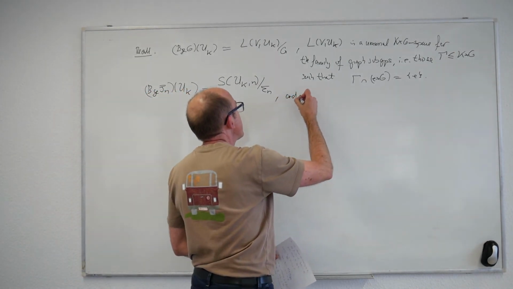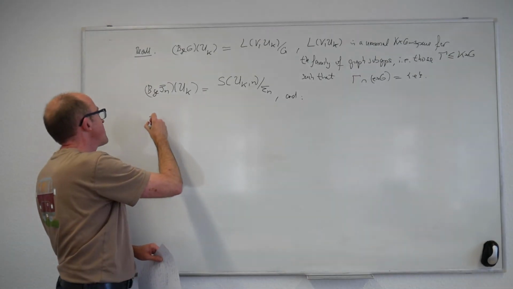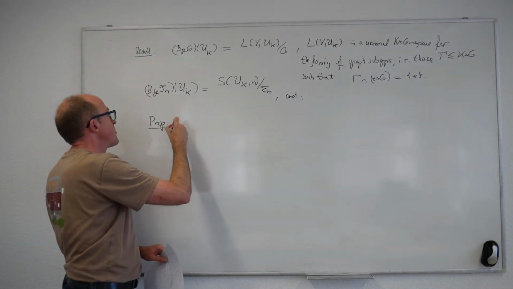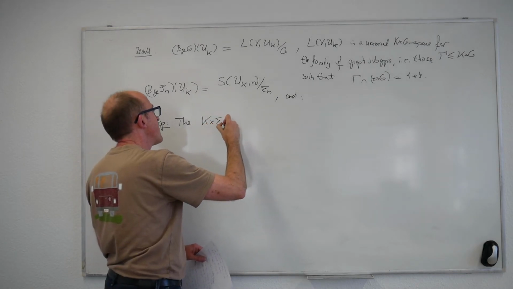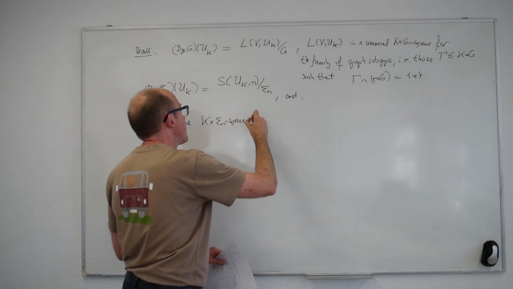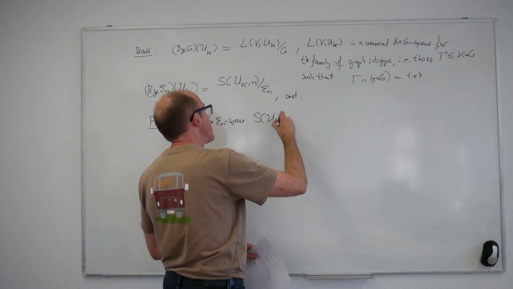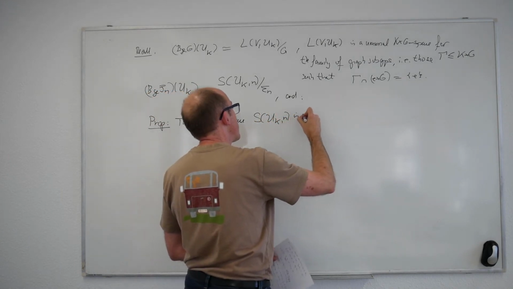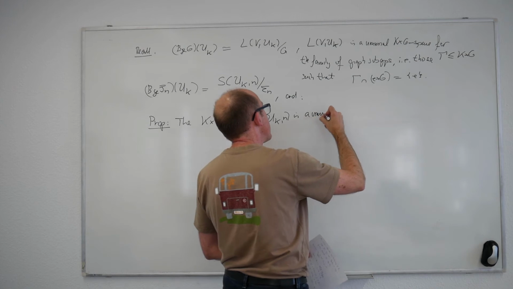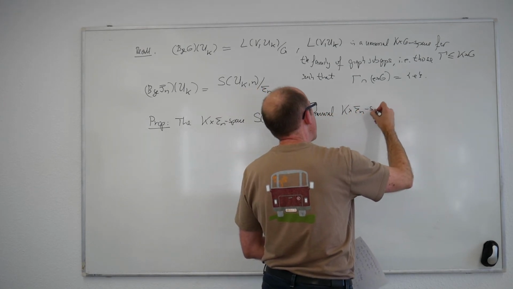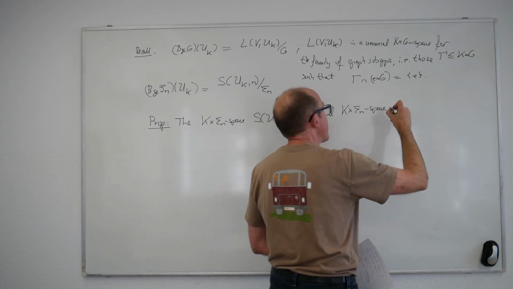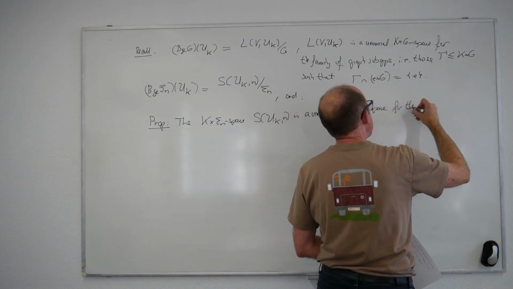And the main justification for the name is the following proposition. The K times sigma n space you get before dividing out, so as U_K,n, is also a universal space. It's a universal K times sigma n space, but now for a different family of subgroups.